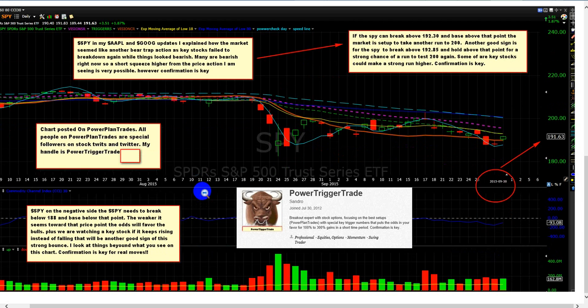and back in September, right here, September the 30th, this is where the market was at 191.63. I posted this on Power Plant Trades exclusively. And I explained that SPY. I explained how the market seemed like another bear trap. Now this is huge and key here.